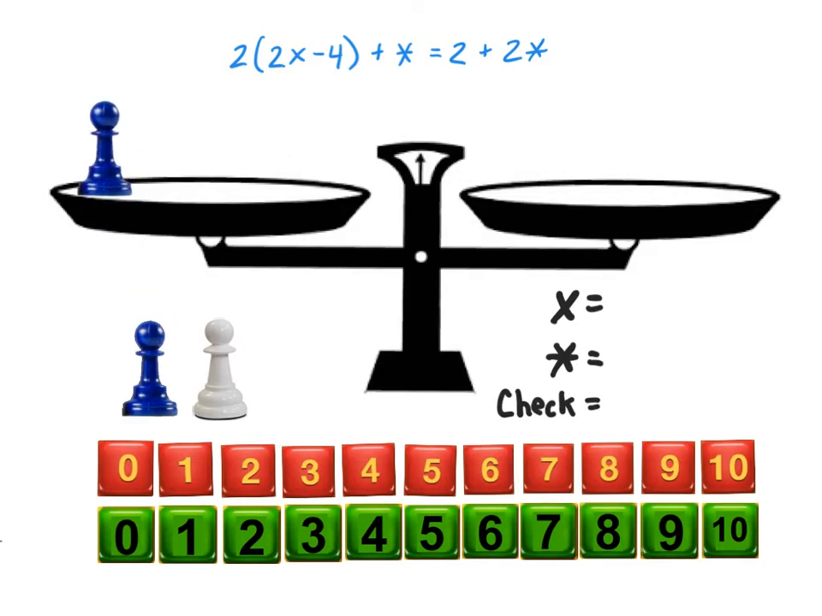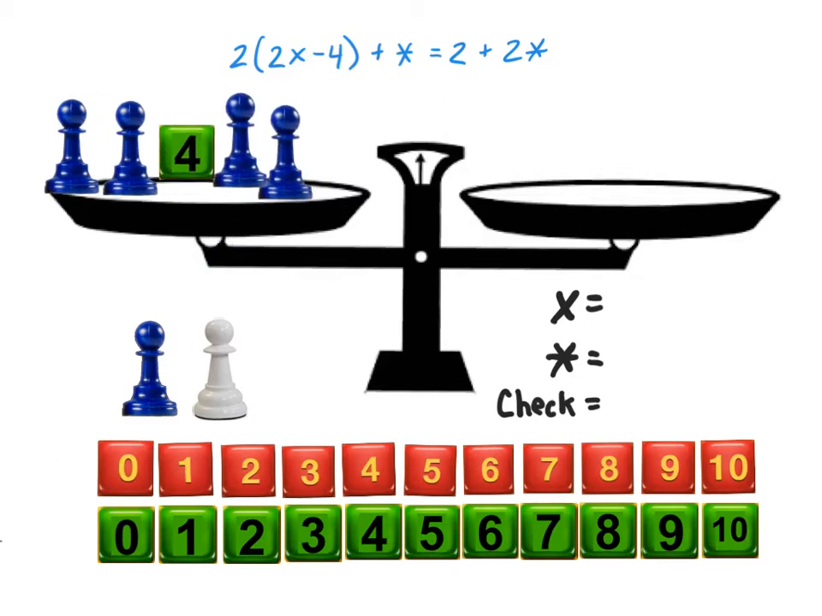So I have 2x's, and I want to subtract 4 from those 2x's. I don't have 4 to subtract, so I'm going to have to make a 0 pair and then subtract 4. Now I want to do what was in the parentheses twice. So all I need to do is place another 2x and a negative 4.